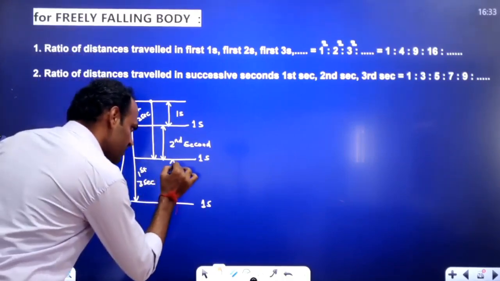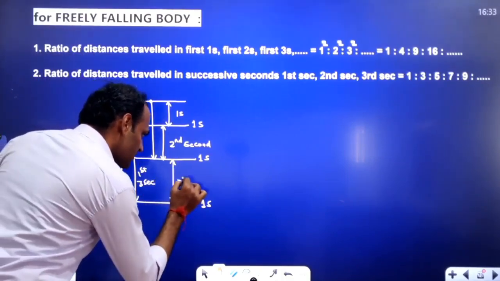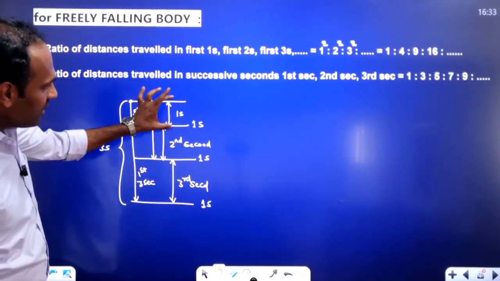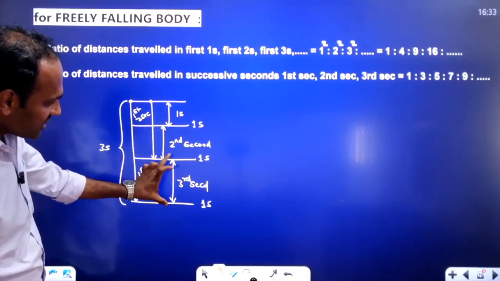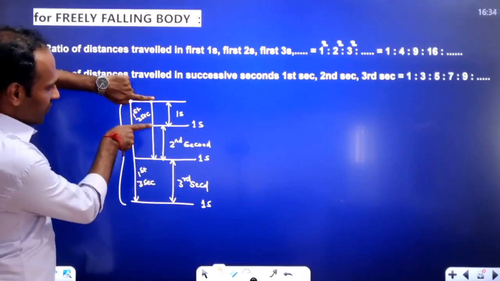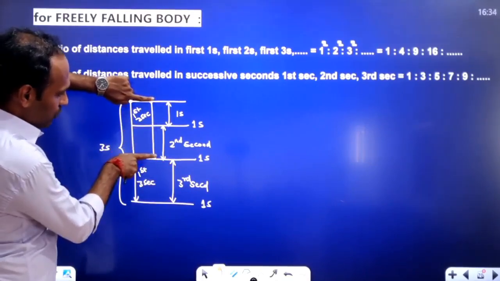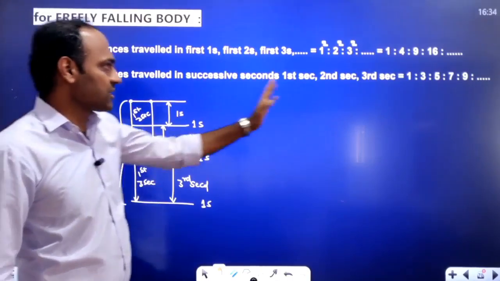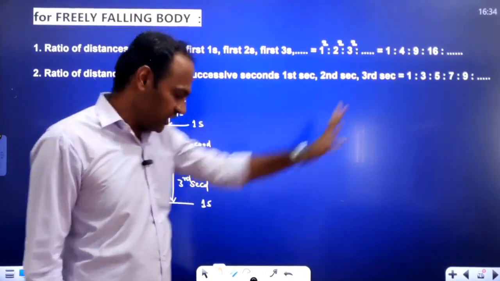Distance traveled in the third second only is here. This is the distance traveled in the third second only, right? So distance traveled in the first second, distance traveled in the second second, distance traveled in the third second. Distance traveled in the first 1 second, in the first 2 seconds, in the first 3 seconds, right? Okay, so distance traveled in successive seconds is in the ratio of odd numbers. You have to remember this.